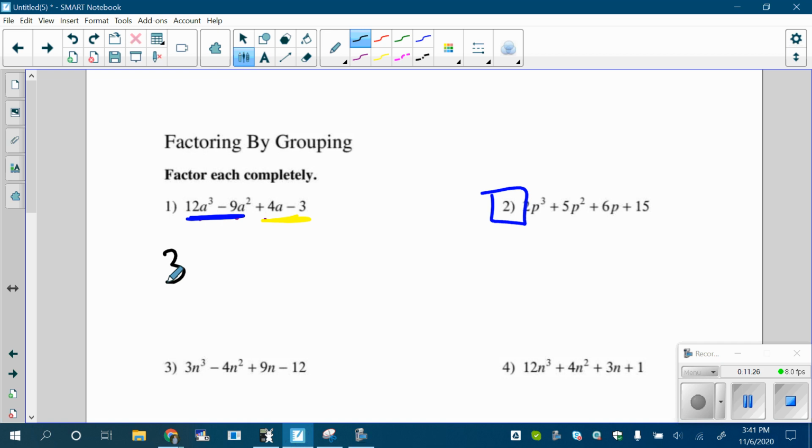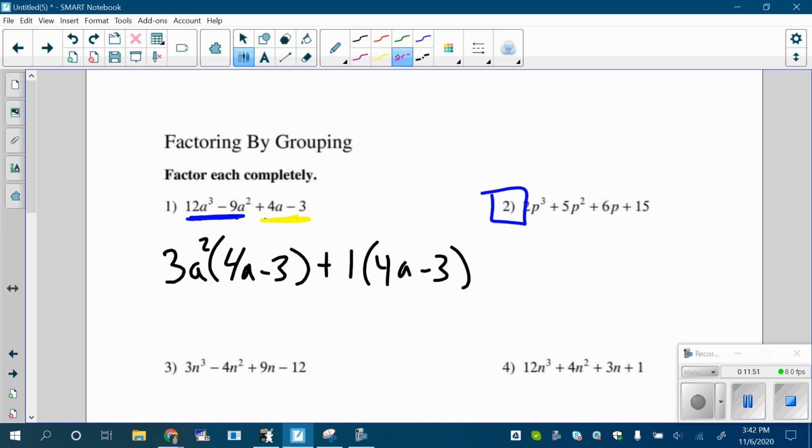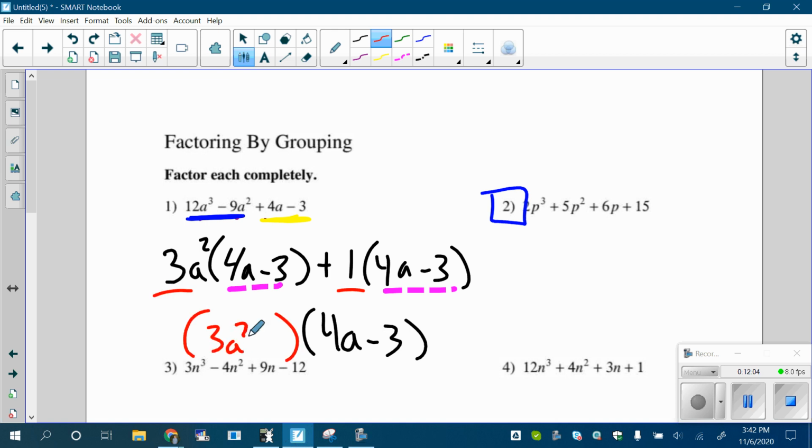What can you divide a cubed and a squared by? A squared. So the greatest common factor is 3a squared. What are you left with? 4a minus 3. If you look at the yellow group, they don't have anything in common. So what's the factor? Greatest common factor is just 1. And you're left with 4a minus 3. Again, the reason that we know this grouping is working is because these things are the same, and those are going to tell us one factor. And then the 2 GCFs together come together to tell us the other factor.